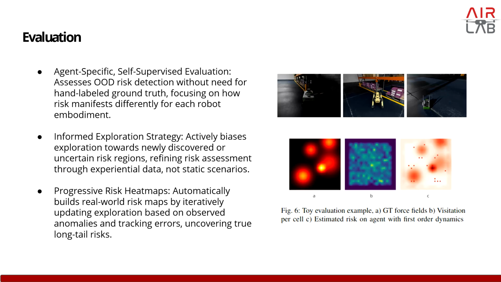In our evaluation, we move beyond standard benchmarks by using a self-supervised experience-driven framework tailored to each robot embodiment. When the robot encounters unexpected disturbances, its exploration policy actively adapts, focusing on unexplored or high-risk areas discovered through its own experience. As the robot accumulates anomalies and tracking errors, it builds progressive data-driven risk heat maps that reveal true out-of-distribution challenges, rather than relying on static and incorrect ground truth risks. Our methodology is validated across multiple platforms and randomized physical properties, demonstrating robust adaptive out-of-distribution risk detection that's truly agent-specific and continually evolving. Thank you.